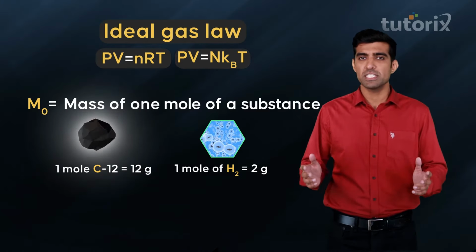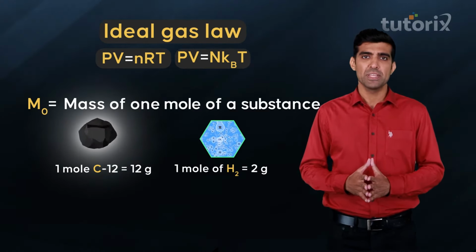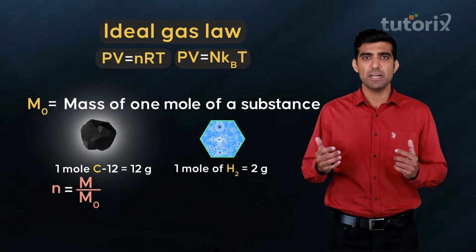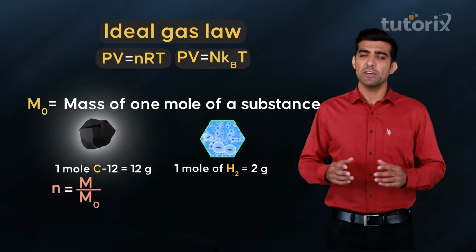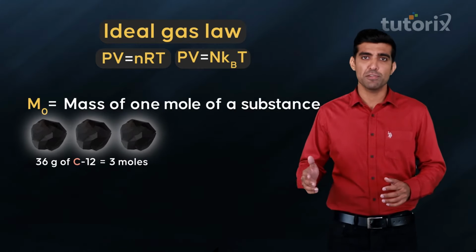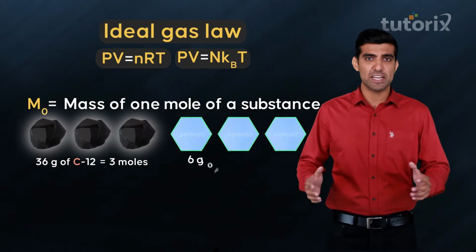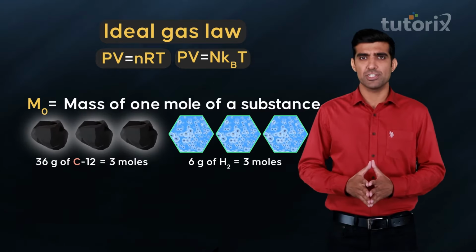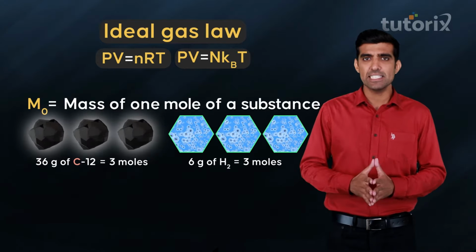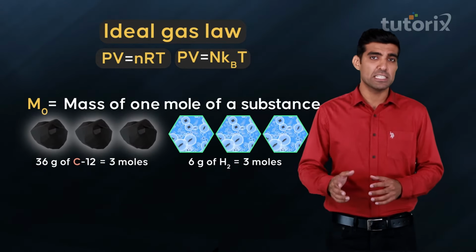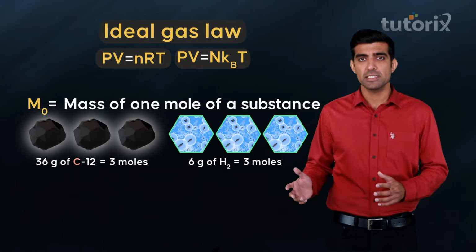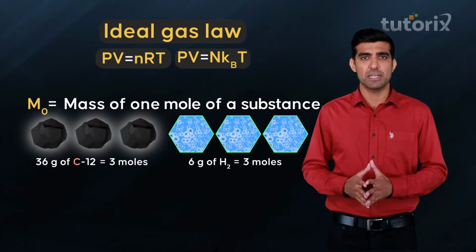If the total mass of the substance is given as capital M, then the number of moles can be written as the total mass of the substance divided by the molar mass of that substance. For example, 36 grams of carbon-12 has 3 moles of carbon-12, while 6 grams of hydrogen gas has 3 moles of hydrogen gas. The number of moles and the number of particles is identical in both cases, but they differ in mass. This is because bigger particles have higher mass, while smaller particles have lesser mass.